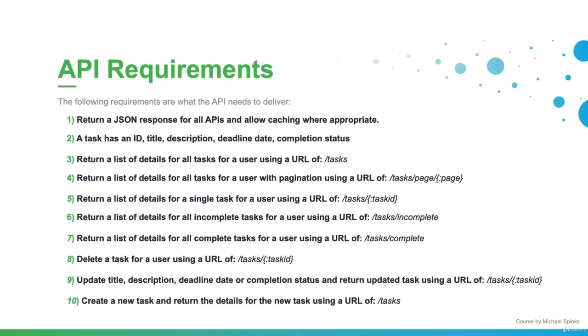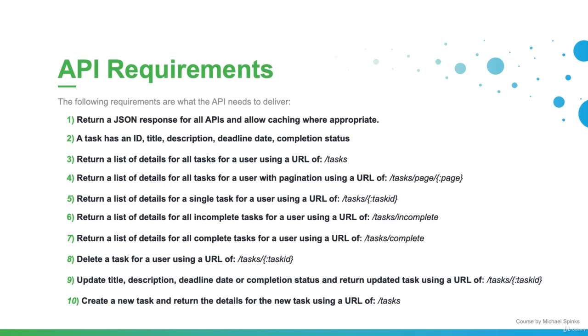Now onto the requirements, the detail of actually what we're going to be building. So the requirements for the API itself are: it must return a JSON response for all routes. This is so there's a consistent format returned so client applications know what to expect. It should implement caching where appropriate.